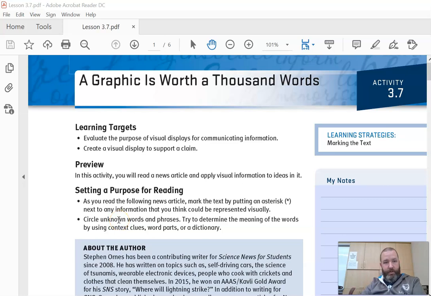Alright, so this lesson 3.7 is going to be talking about a graphic is worth 1,000 words. So how using different types of graphics can help influence the reader and help support your claim. Okay, so our goal is by the end, we're going to evaluate the purpose of visual displays for communicating information and create our own visual display to support a claim that they're going to give to us.